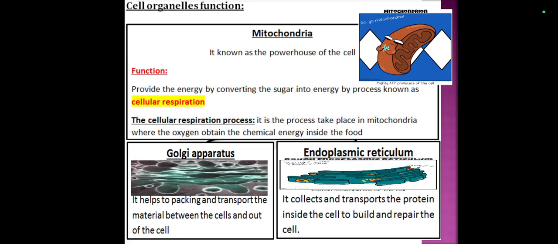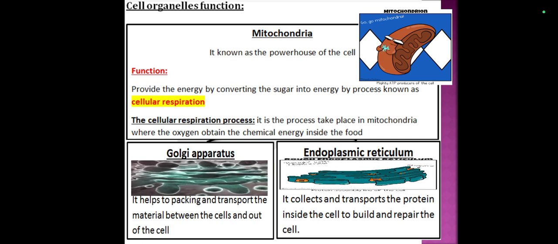Next, we have cell organelles like mitochondria, known as the powerhouse of the cell. Why? Because it's a tiny particle that provides energy for the cell by converting sugar into energy through a process called cellular respiration. The cellular respiration process takes place in mitochondria, where oxygen obtains the chemical energy from the food.